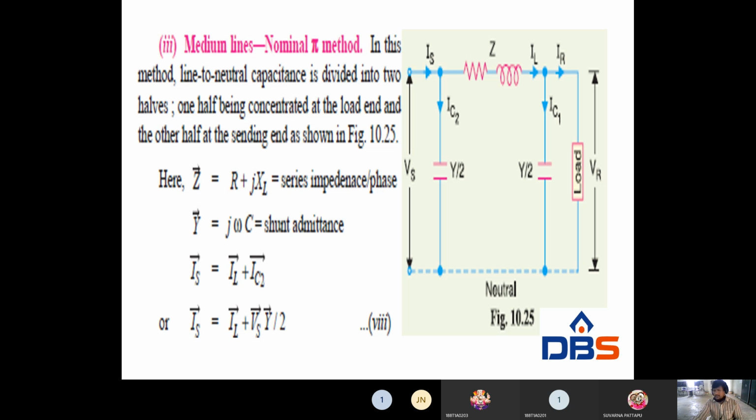Capacitive effect is available that may be connected in the middle of the line, which gives the nominal T. Now the capacitor is divided into half. One half is connected to the sending end, another half is connected to the receiving end.